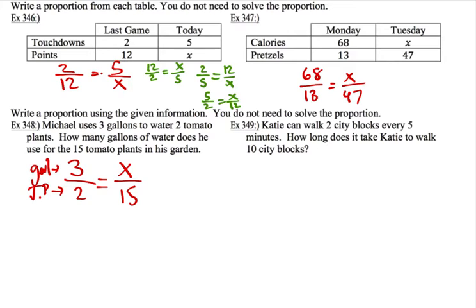Katie can walk 2 city blocks. We've got city blocks and we've got minutes. So we just need to line these up. 2 city blocks in 5 minutes, and how long? 10 city blocks in X minutes. And that's the setup.